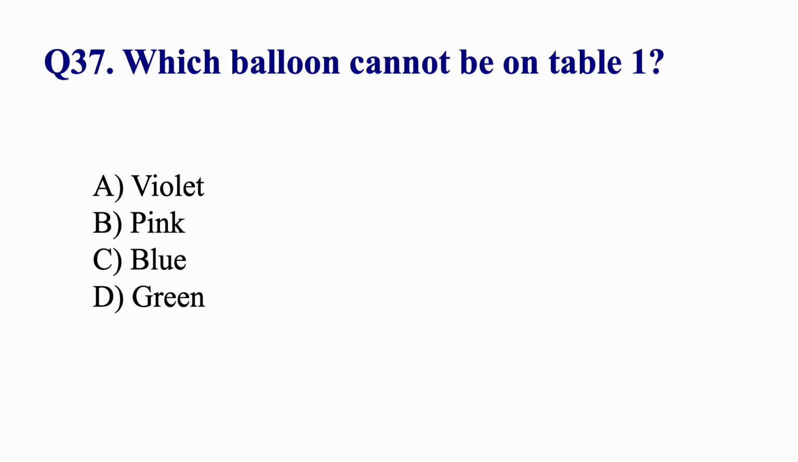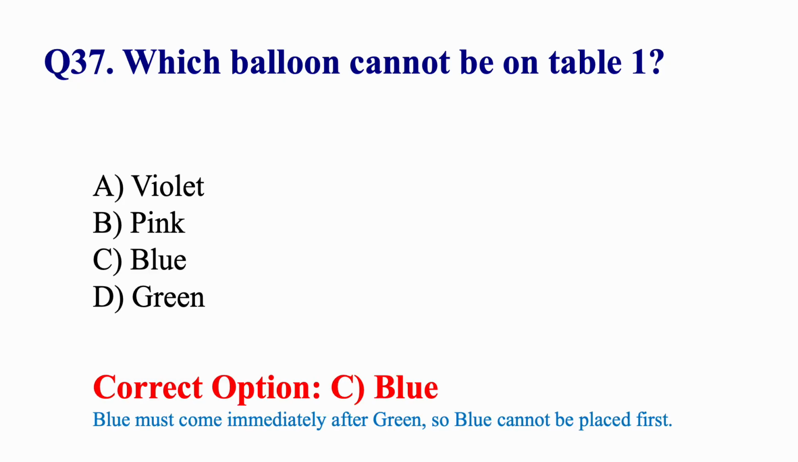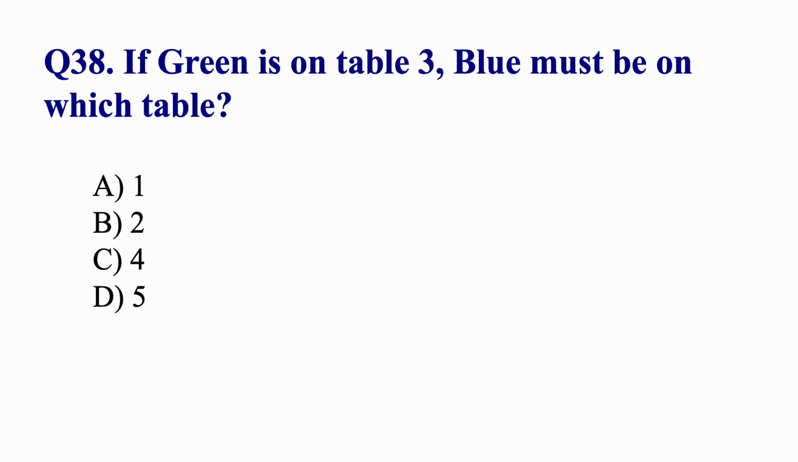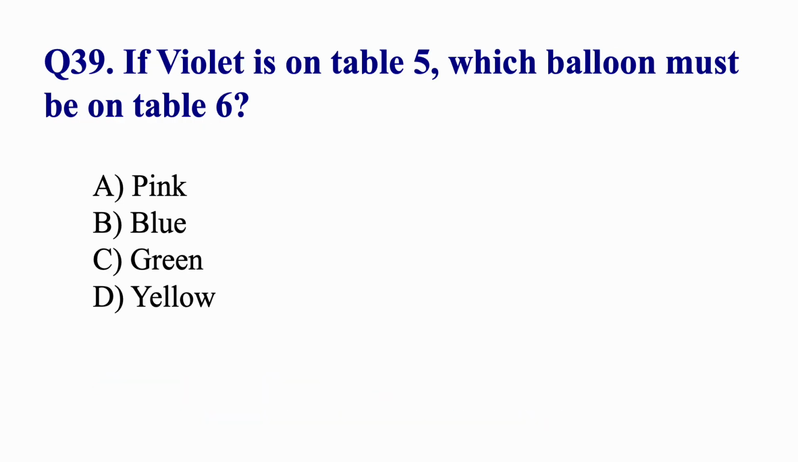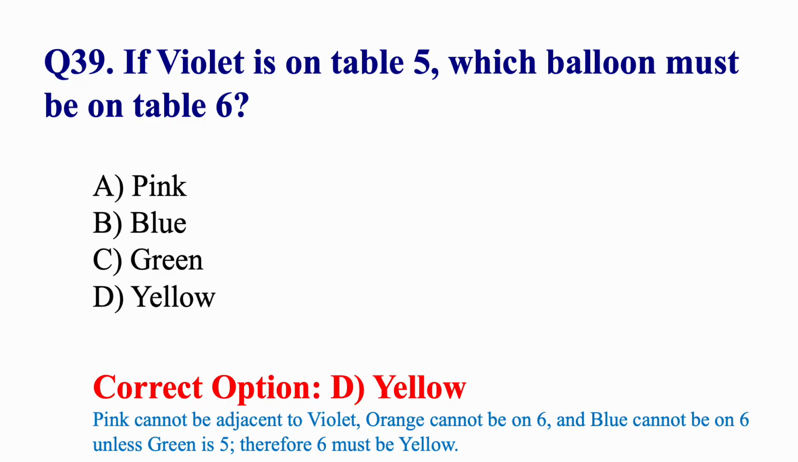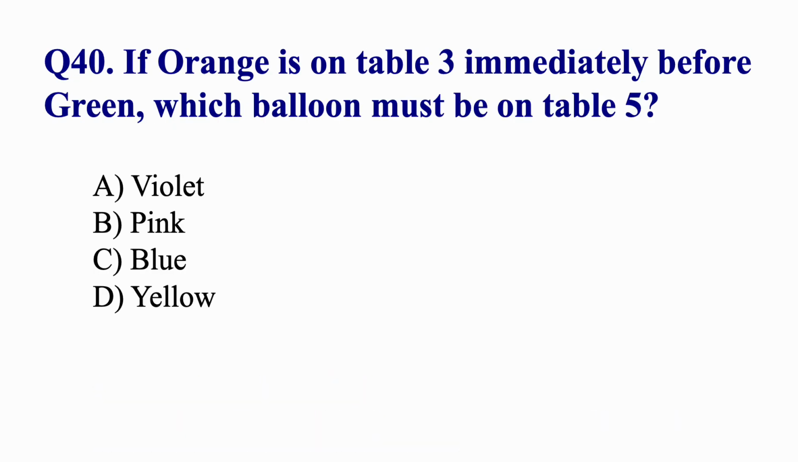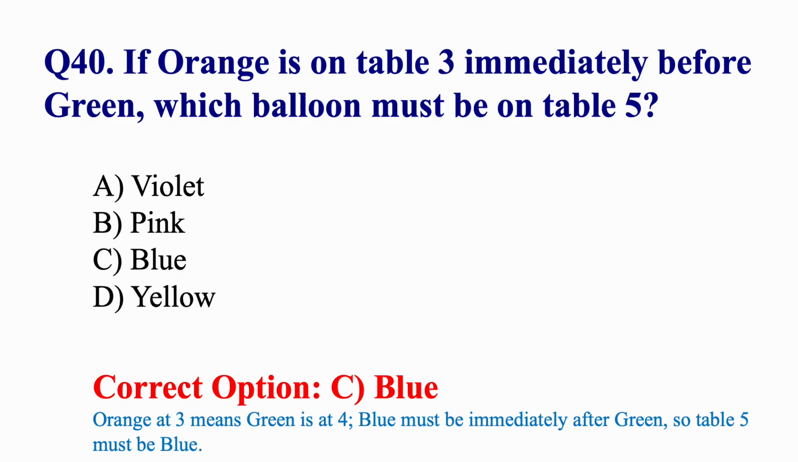Which balloon cannot be on table 1? Blue. If green is on table 3, blue must be on which table? 4. If violet is on table 5, which balloon must be on table 6? Yellow. If orange is on table 3 immediately before green, which balloon must be on table 5? Blue.